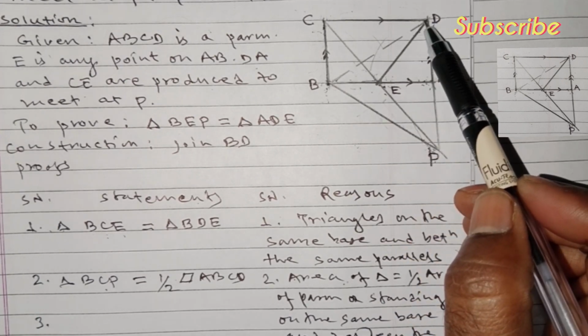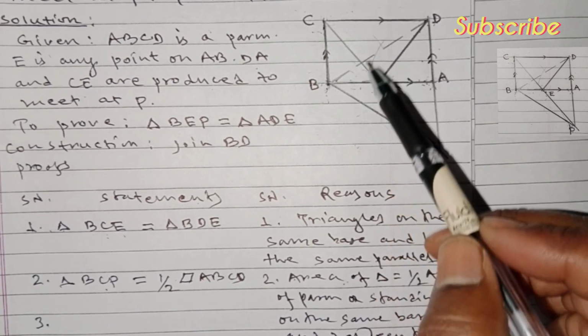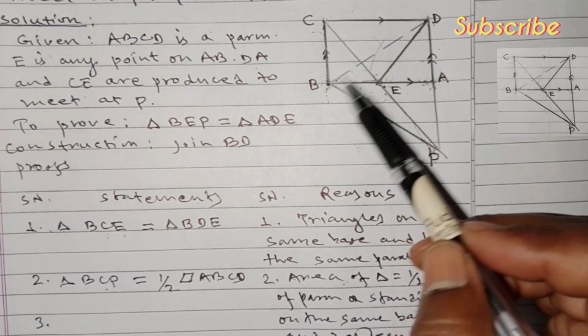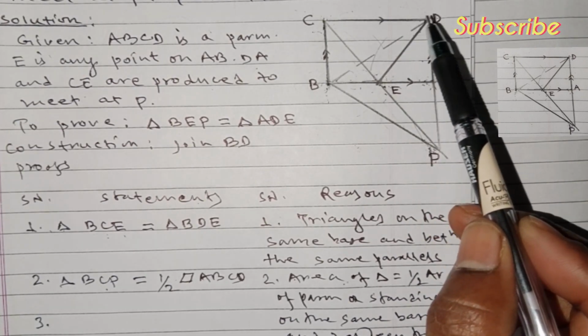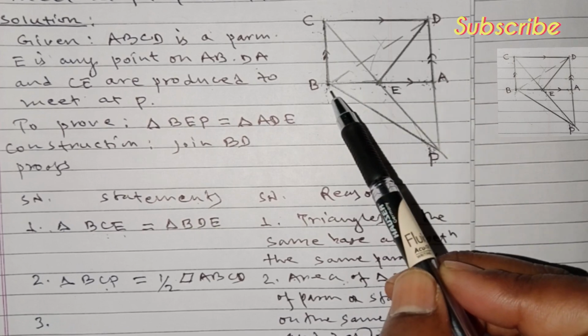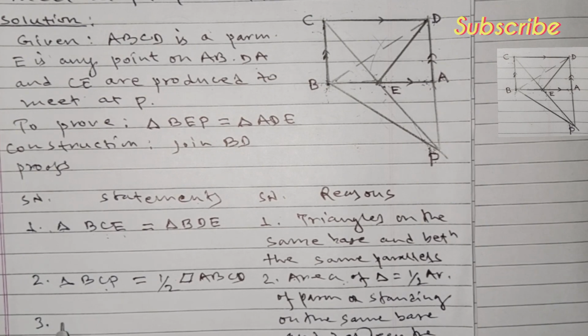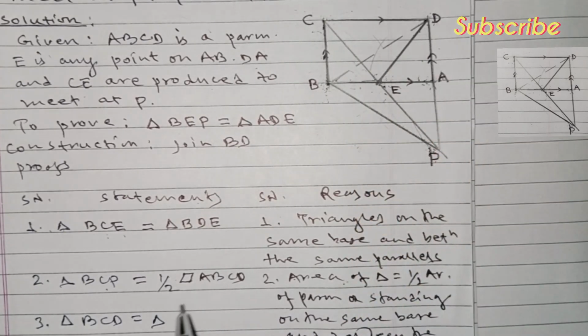equals to area of triangle BCD, because triangle BCD and triangle ABD both are the triangles of the same parallelogram. So let's take triangle BCD equals to triangle ABD. Triangle BCD equals to triangle BAD.